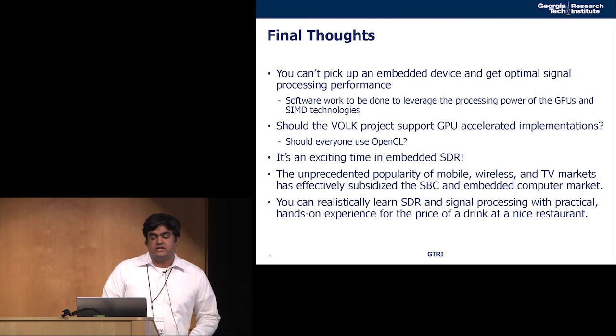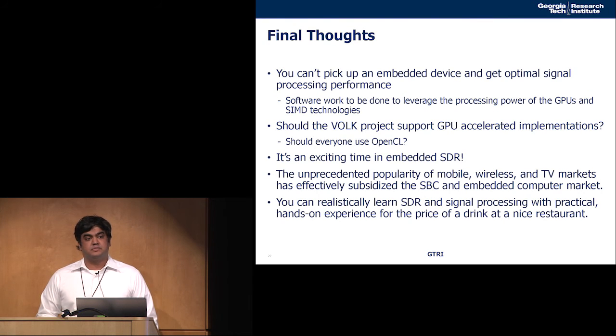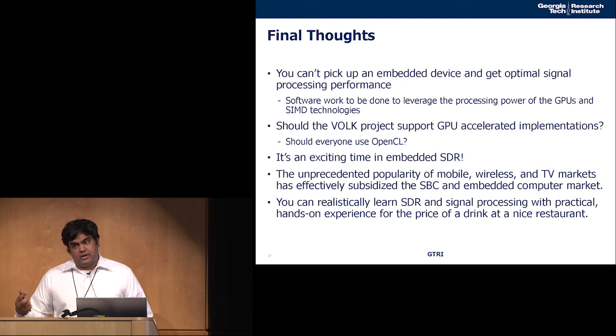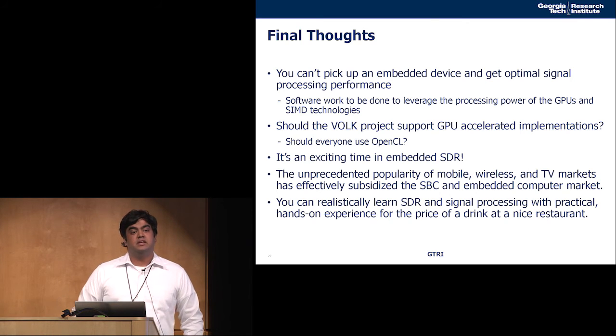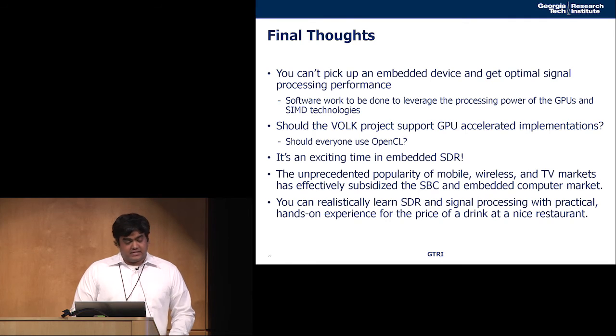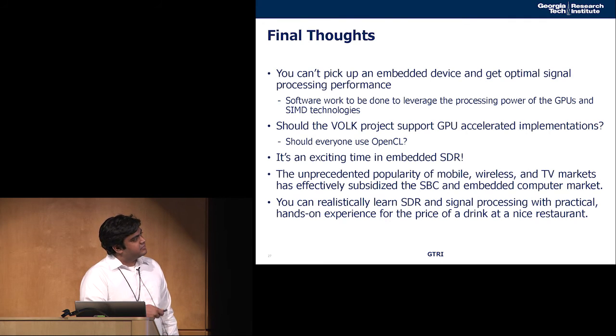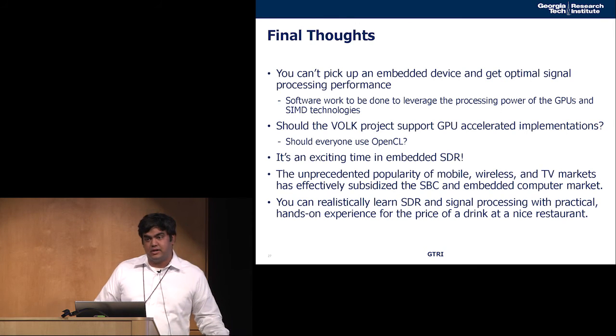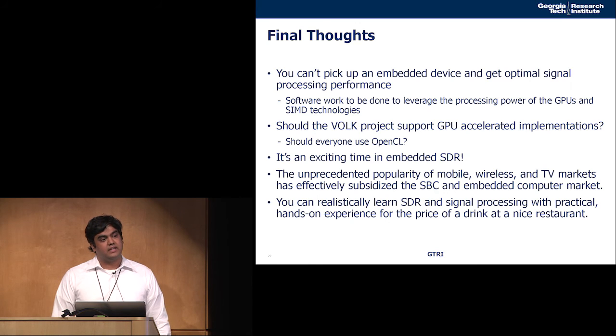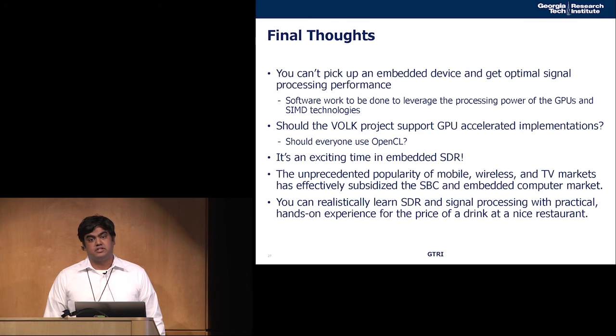And so my final thoughts are that you can't pick up an embedded device and get optimal signal processing performance. And we've seen this over and over again, that we have an application, we try to run it on even like the E310's ARM, and GNURadio can't keep up. So there's still software work that needs to be done to leverage the processing power of the GPUs and the various SIMD technologies. I've got these kind of questions, and we've beat this dead horse a good bit. So the answer to that one there is I think patches are welcome. So maybe there's some of us out there that can get cracking on improving, or even making 1 or 2 kernels for Vulkan, showing that they can improve performance on some small embedded platform.